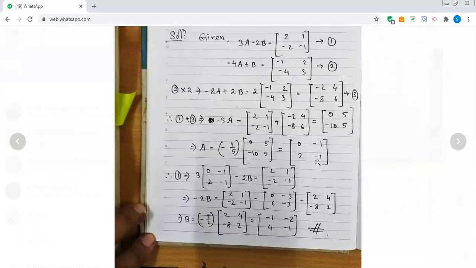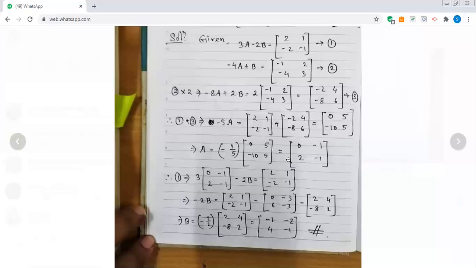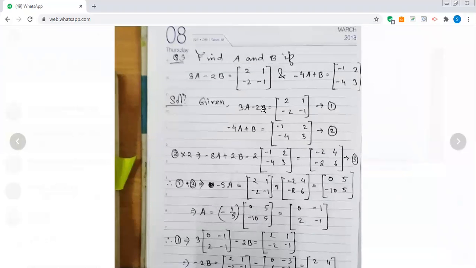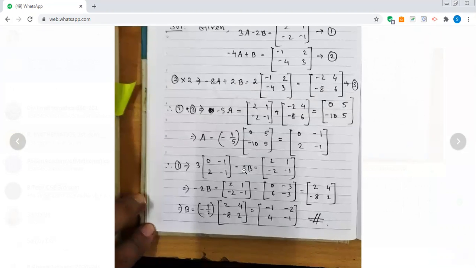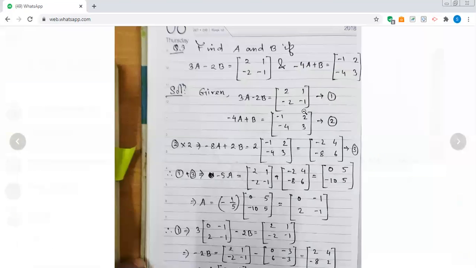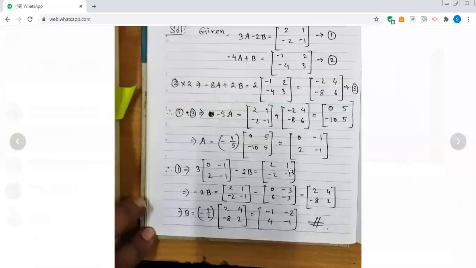Fine. Now, how can you get the value of B then? Just put the value of A in any of the equations. So here I have put the value of A in equation 1. So equation 1 contains what? 3A minus twice B, right? So 3 into the value of A, 0, minus 1, 2, minus 1, minus twice B. The same matrix 2, 1, minus 2, minus 1 remains as it is.